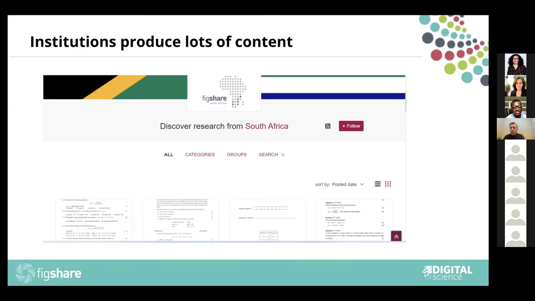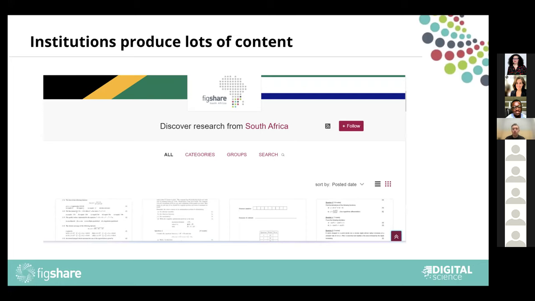Institutions produce a lot of content. We also have started working with different groups to see how things can work well together. As I mentioned, 16 universities in South Africa use Figshare infrastructure. So what we did there was we just added a layer on top and said anything that's published in these 16 repositories will also just show up in this southafrica.figshare.com. And so you have all of the research coming out of South Africa in one place.